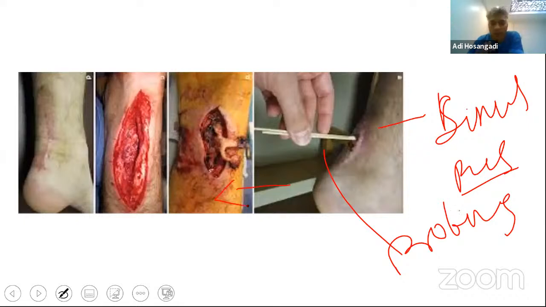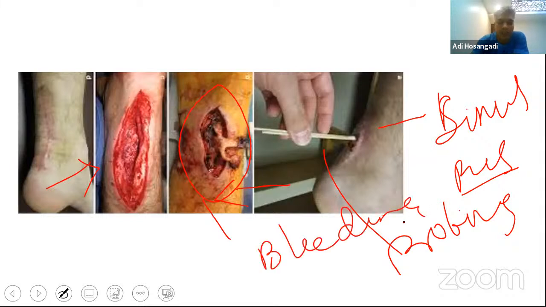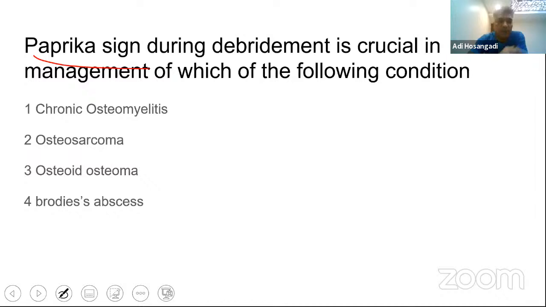Please remember I am talking of chronic osteomyelitis. What I do, I have to excise all the unhealthy tissue here. The wound becomes like this. So you have to go on excising the skin till you get healthy skin. How much bone are you going to remove? Till you see bleeding bone. The capillary bleeding is seen on the surface of the bone. That is called paprika sign.